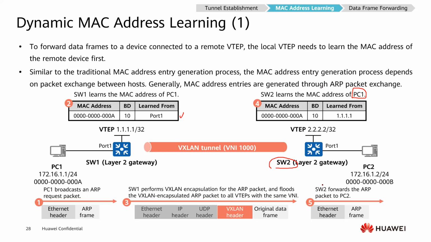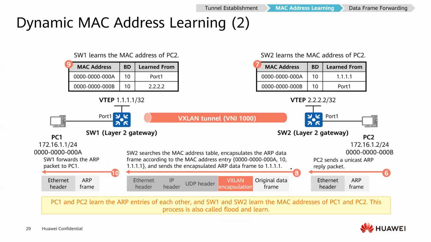Then it will find that for the inner frame, the destination MAC address is also FFFF. It means switch 2 needs to broadcast the packet, all right, inside the bridge domain, inside the broadcast domain. So switch 2 forwards the ARP packet to PC2. Actually, to be more specific, it should be that switch 2 floods the ARP packet to PC2, all right. That should be more specific.